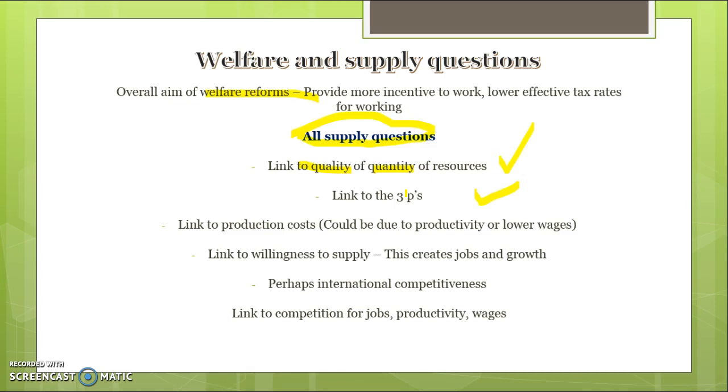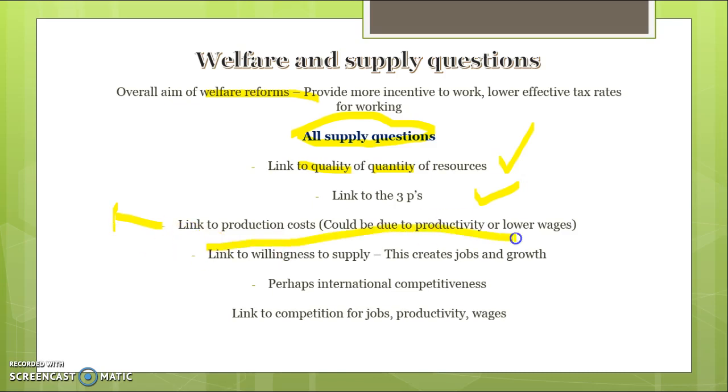Once you've done that, link it to cost of production. Every supply side policy will have a benefit for cost of production. If it's lower company taxes, that will create investment spending and that will help to lower firms' cost of production. If it's immigration, we get access to new skills and productivity and wages reduced, that's good for lowering production costs.